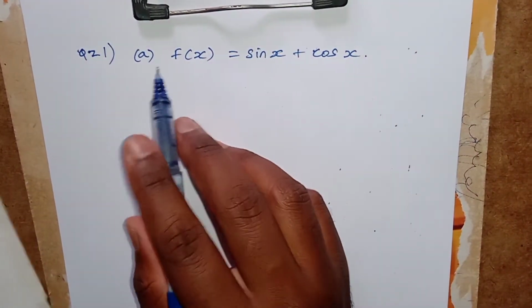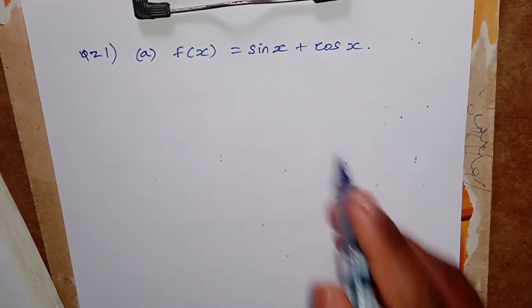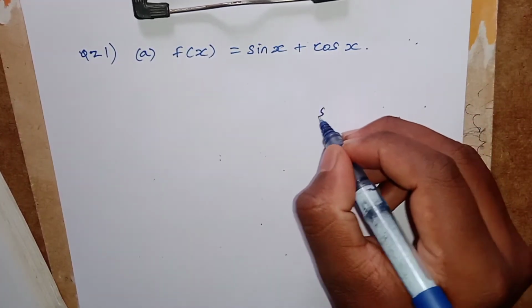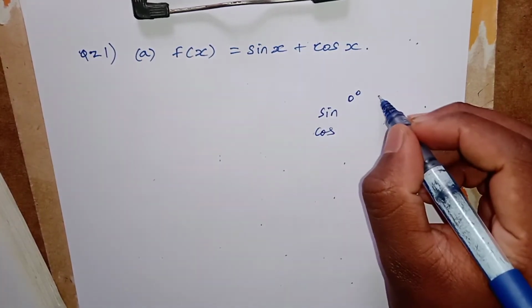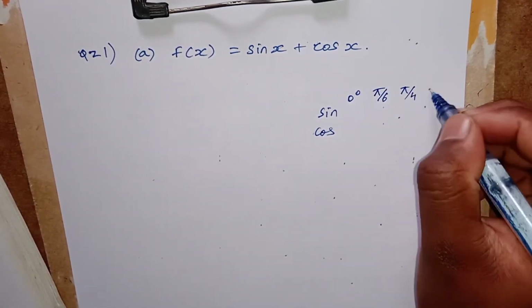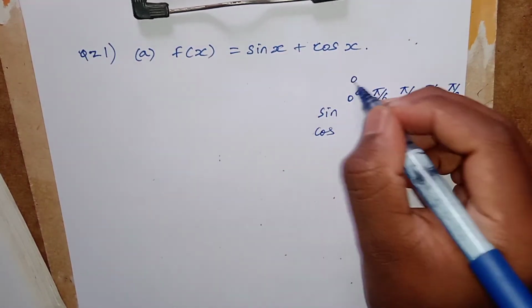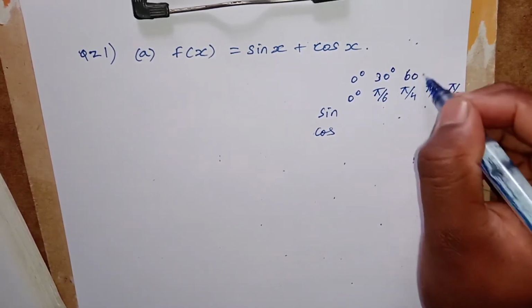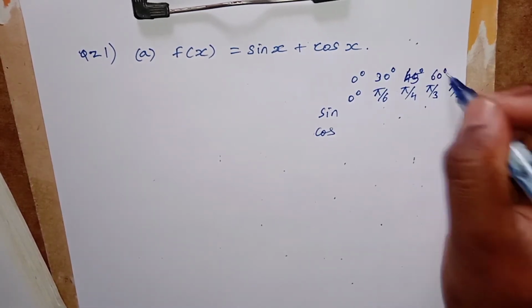Question number 21. A. f of x is equal to sin x plus cos x. Here we have to know the trigonometric values for sin and cos. Here sin 0 degree, sin pi by 6, pi by 4, pi by 3, pi by 2. That is 0 degree, 30, 45, 60, 90.